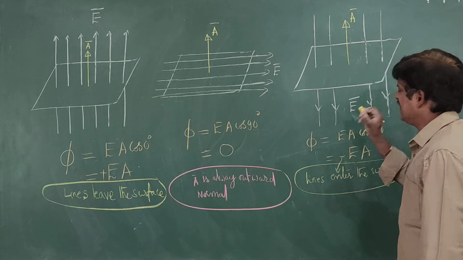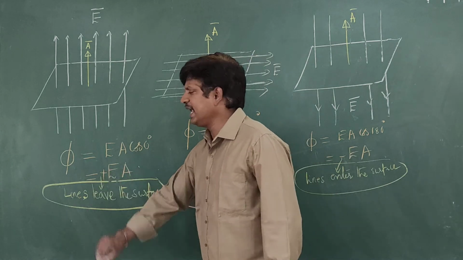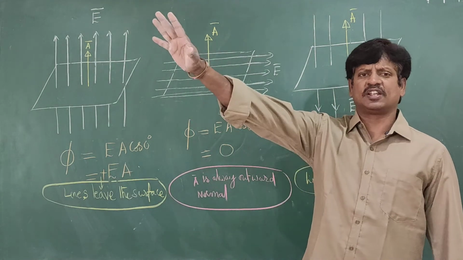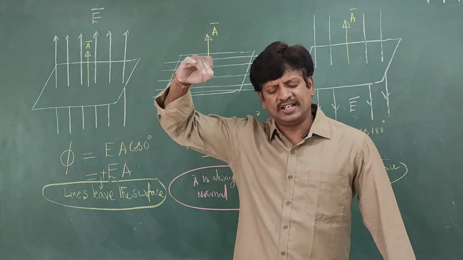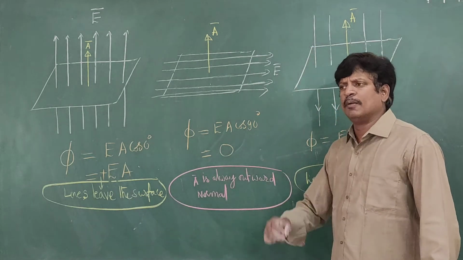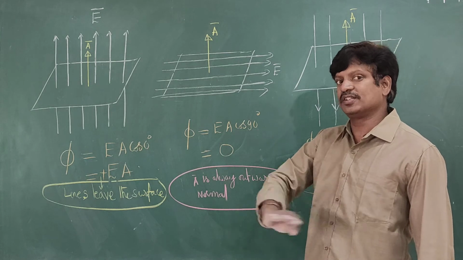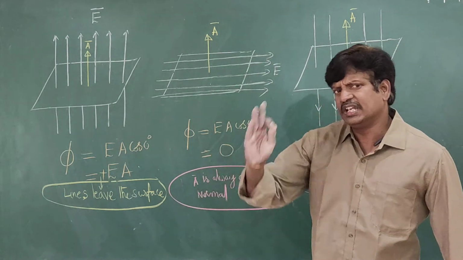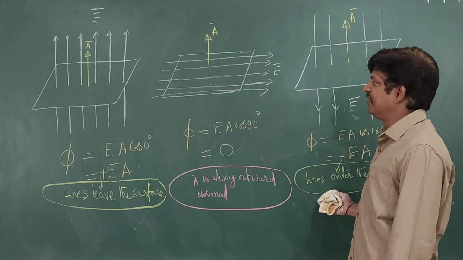Right? What does minus sign represent? Enter. What does plus sign represent? Leave. When the electric field lines are leaving the surface, flux is taken as positive. When the electric field lines are entering the surface, then the flux is taken as negative. Plus represents lines leaving the surface. Minus represents lines entering the surface. Is that clear? We should always take area vector as what type of normal? Outward normal. Away.